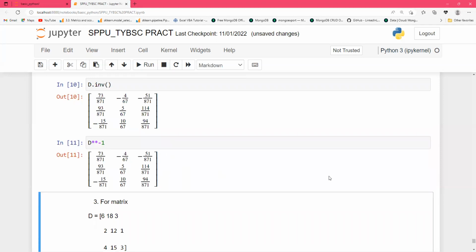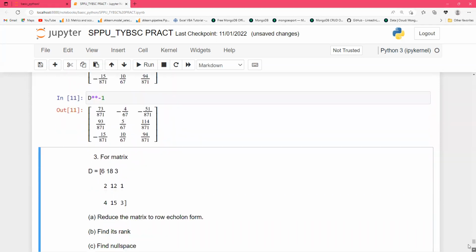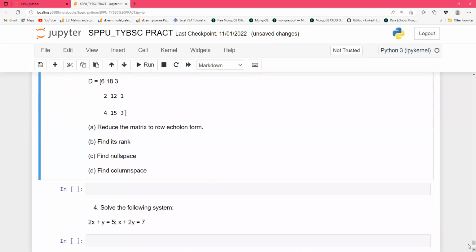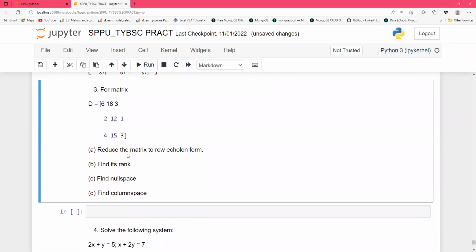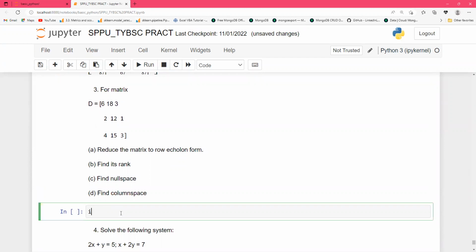Now let us move to the third question, guys. In this third question, we are given this matrix D, and we have to reduce the matrix to row echelon form. Then we have to find the rank, the null space and the column space. Firstly, we will import the SymPy library, import sympy as sy.